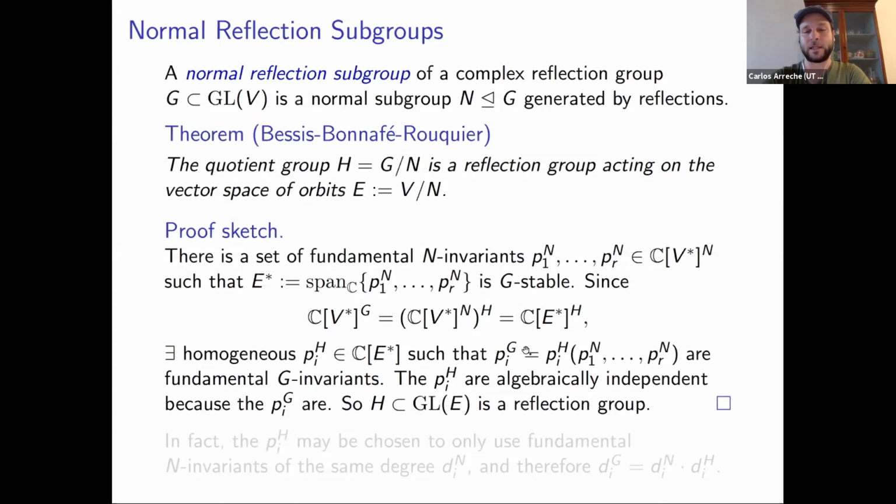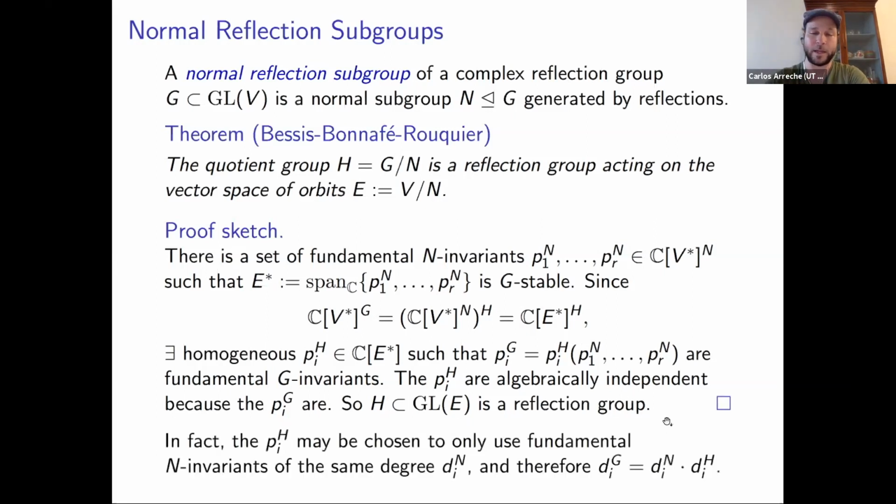and now I have H acting on this vector space, and the H invariants are generated by some polynomials that can't be algebraically dependent because they're equal to the G invariants, which are not algebraically dependent. And so using the Shephard-Todd-Solomon characterization, that forces the quotient to be a reflection group.